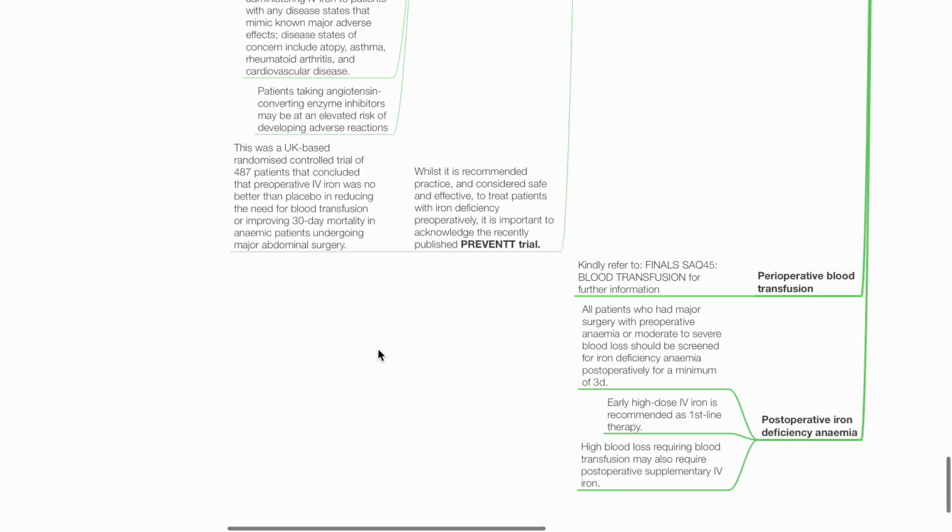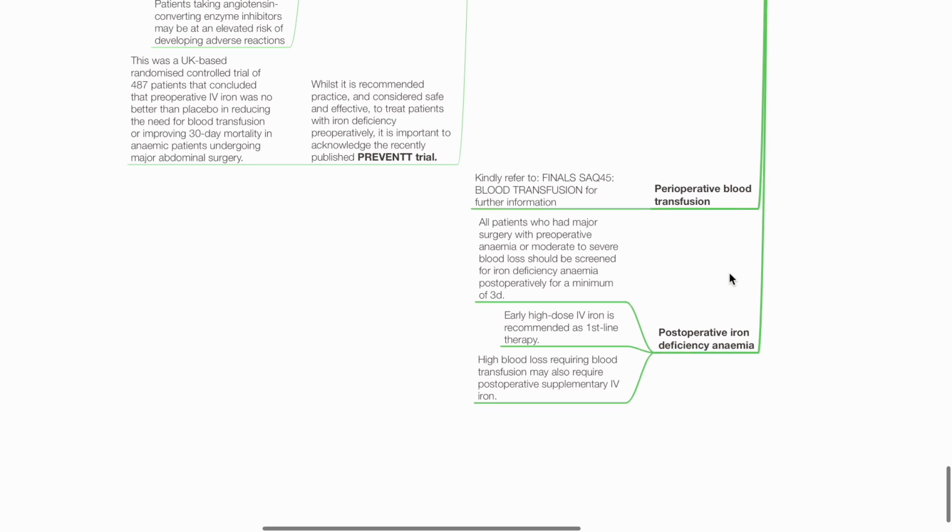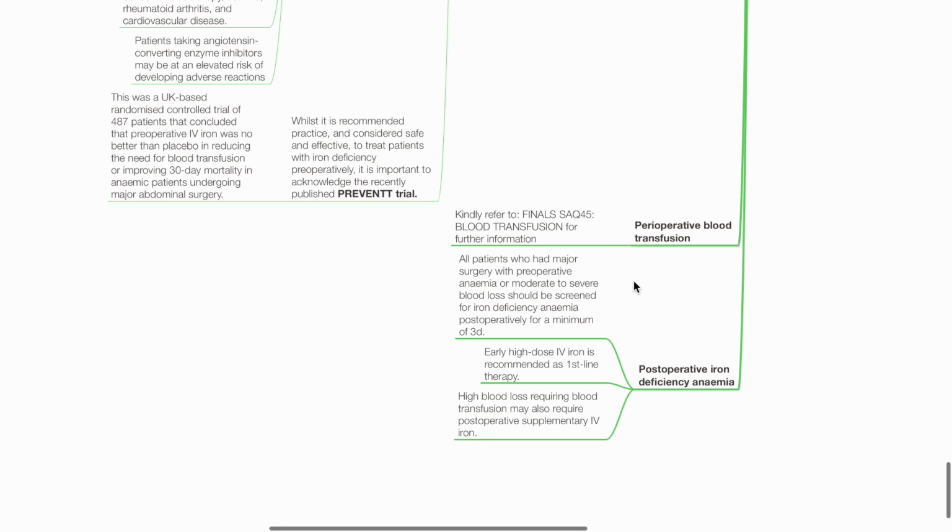A recently published trial, the PREVENT trial, which is a UK-based RCT of 487 patients, concluded that pre-op IV iron was no better than placebo in reducing the need for blood transfusion or improving 30-day mortality in anemic patients undergoing major abdominal surgery. Regarding perioperative blood transfusion, kindly refer to Finals SAQ45 Blood Transfusion for further information.